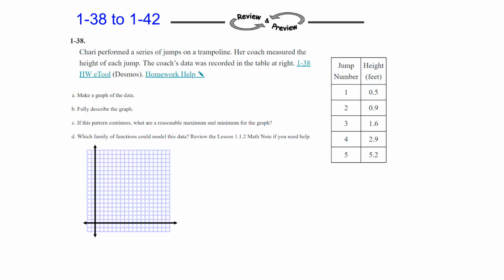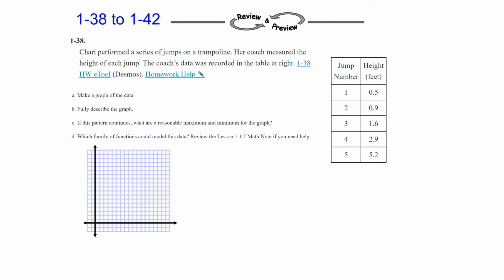Question 38. Chari performed a series of jumps on a trampoline. Her coach measured the height of each jump. The coach's data was recorded in the table at right. We're looking to make a graph of the data and fully describe the graph. If the pattern continues, what are a reasonable max and min for the graph? And then which family of functions could model this data? You can look at the math notes at 112 if you need some help.